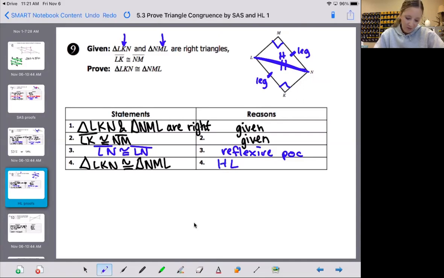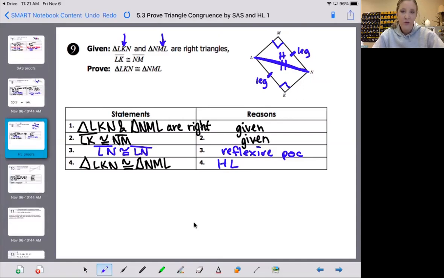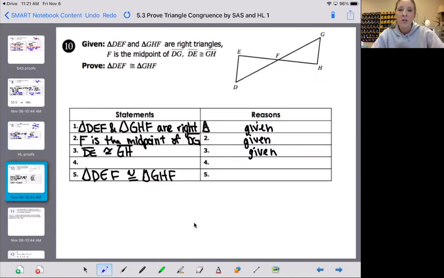All right, last one for the day. We had 3 givens. Remember, you take those givens and you mark the picture. So first of all, I'm going to mark my right triangles as a right triangle. Then I have that F is the midpoint of DG. That means if I have a midpoint, I know that the segment on each side is congruent. So I'm going to add that to my proof.